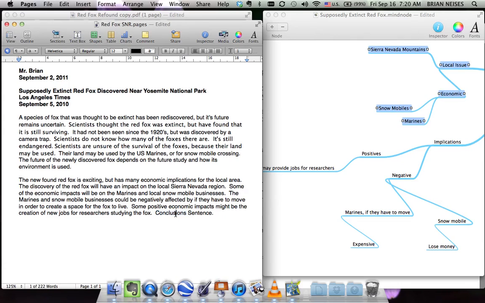And then in my conclusion sentence, I might say something like, the discovery of the red fox may have many large negative effects on the businesses and government, but it has not yet been decided if these will take place. So we don't know if these are for certain. You might also talk about how to compare the positives and the negatives in all of these things.